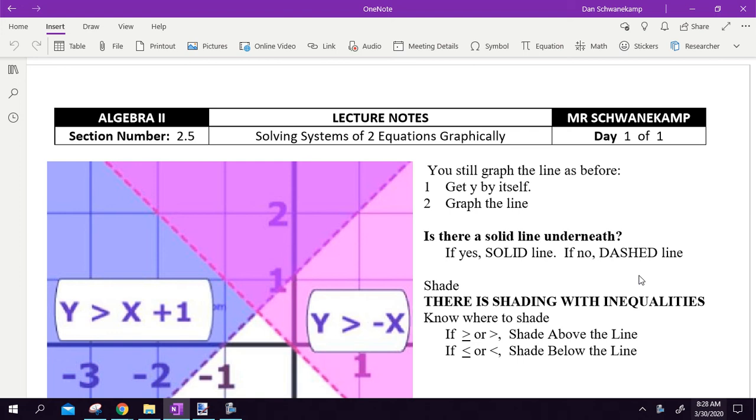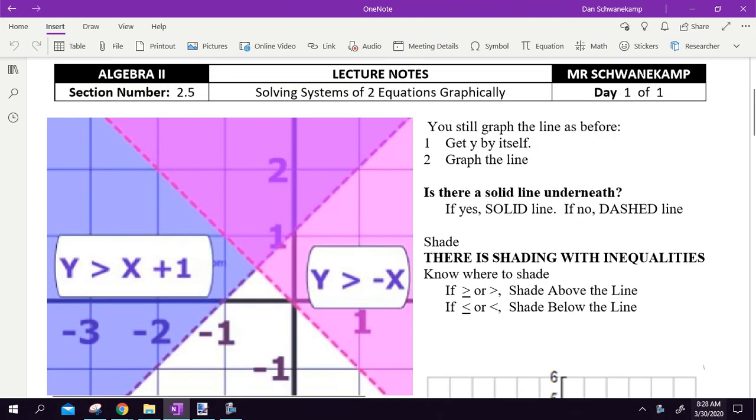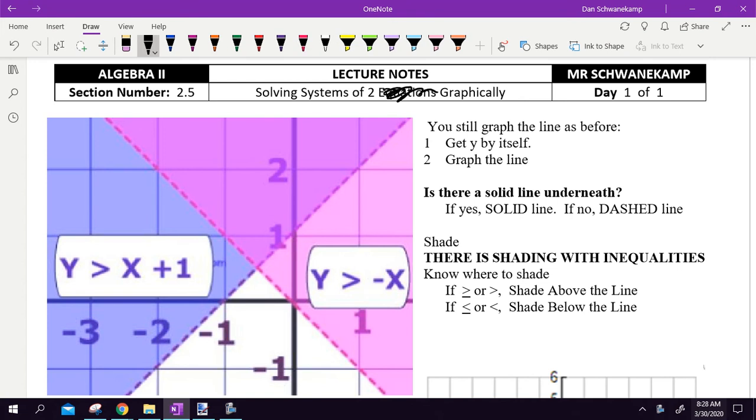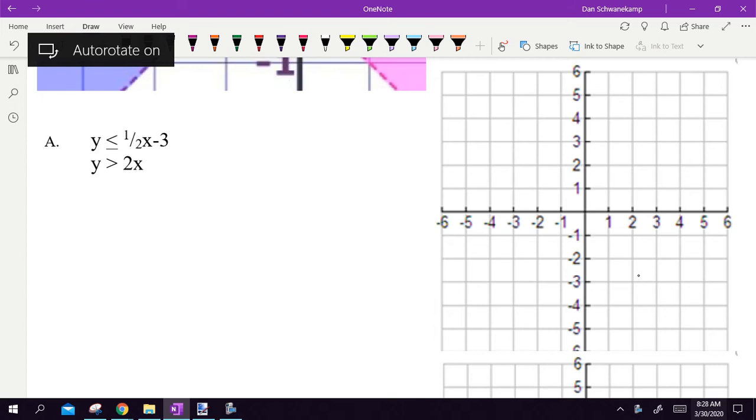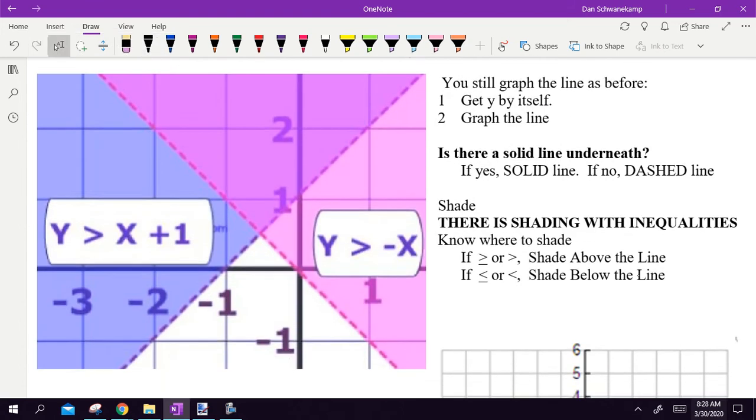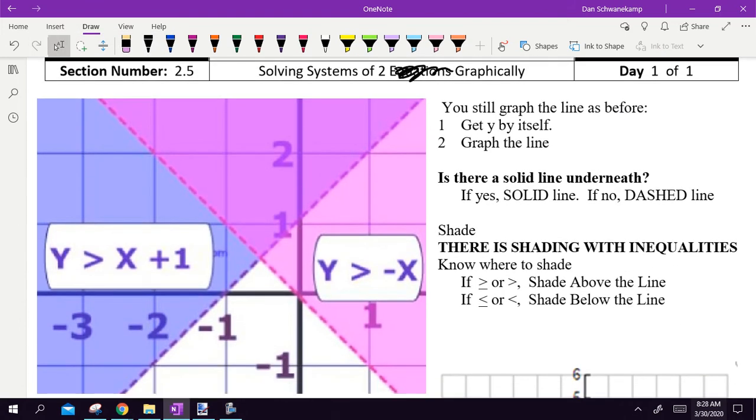Here we go. Today we are working on the last section of this chapter, 2.5. We are talking about solving systems of inequalities. Okay, so that's not even correct up there. Inequalities, not equations. You can tell the difference because instead of an equal sign, we've got less than and greater than signs. So this is something you learned back in Algebra 1. I've just got some quick reminders up here on the top for you if you need them.